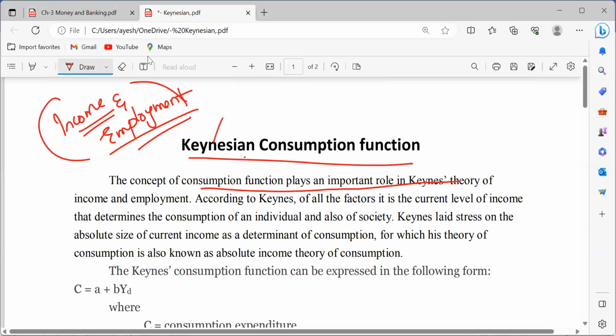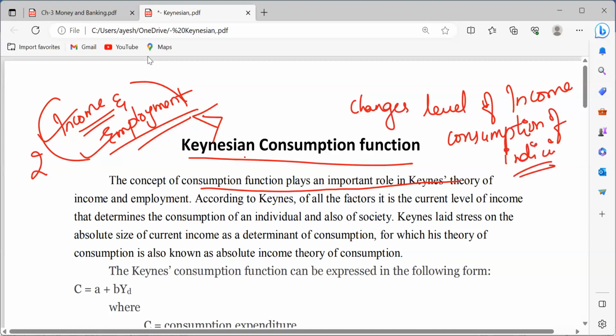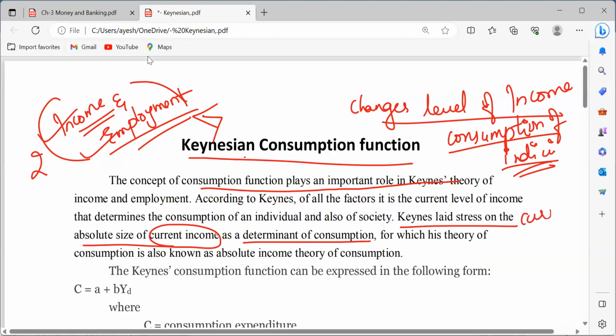Remember this. When the name itself says Keynesian, two components you need to know: one is income and one is employment. According to him, listen to me carefully, if there are changes in the level of income, that will help you know the consumption of individuals. So Keynesians laid stress on the absolute size of current income as the determinant of consumption. He says that a person's current income always determines consumption, for which this theory is also known as the absolute income theory of consumption.